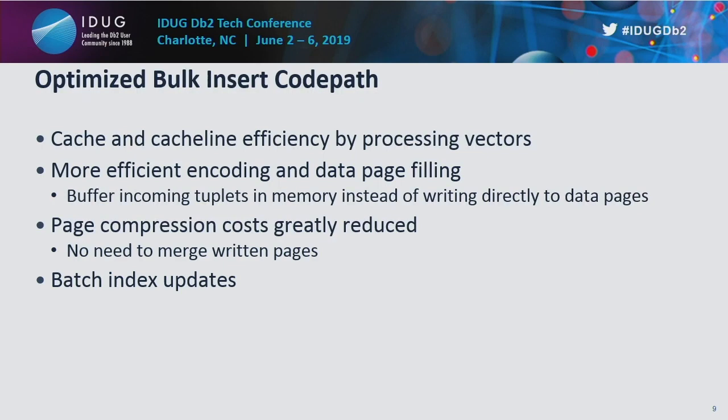So we know that there's a huge amount of values coming in, so we can actually buffer up incoming tuplets and know exactly when we're filling a page, instead of writing out a page and then adding some more information until we have really filled our virtual page and then merging everything together. That's extremely expensive, and that's how we do page compression today. But with this, once things are in memory, we know exactly what's going to fit, and that's really awesome from a page compression savings point of view. And then the index updates are also all batched together as we just talked about.